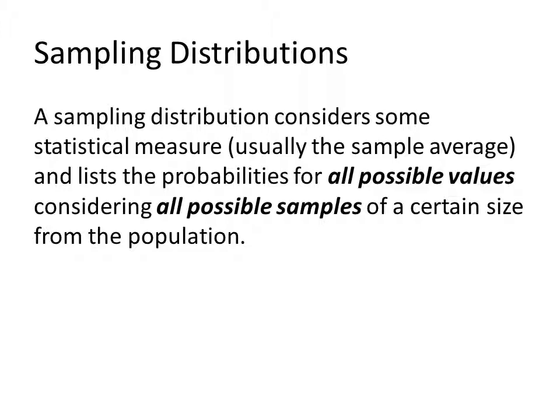A sampling distribution considers some statistical measure, which is usually the sample average, and lists the probabilities for all possible values considering all possible samples of a certain size from the population. Let's look at a small example of this.